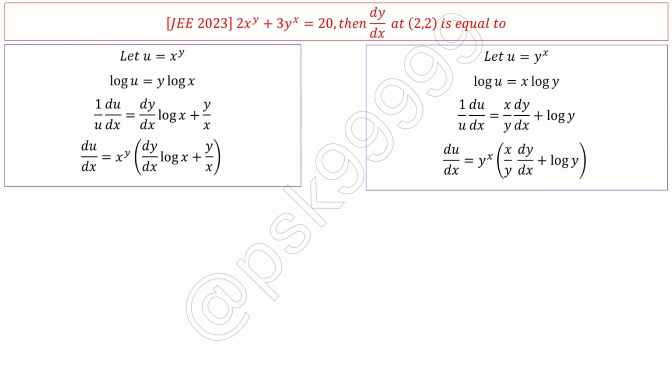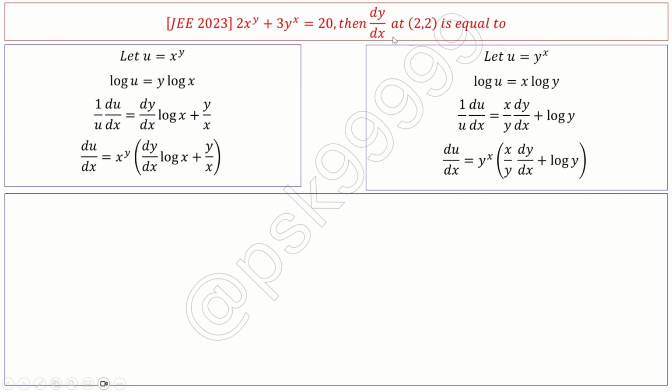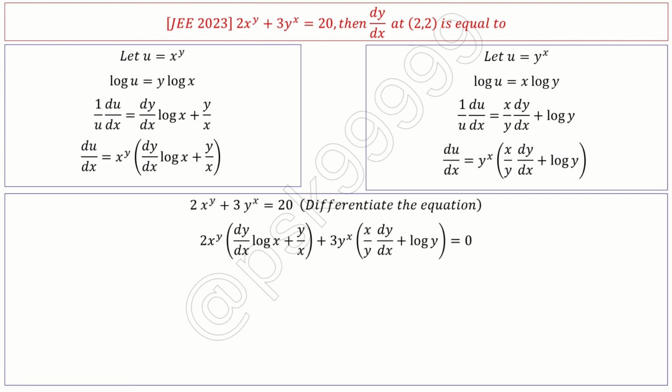Now, all we need is to simply add both of them, because when you differentiate this one, you will get 2 times the differentiation of x to the power of y, plus 3 times the differentiation of y to the power of x, equal to 0, correct? So simply that's what I did. Okay, so this is what we do.